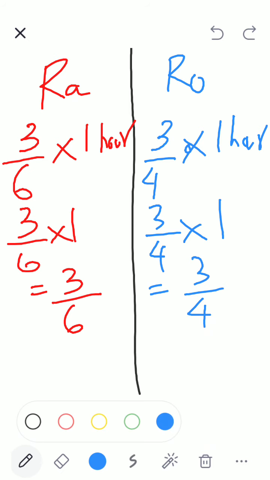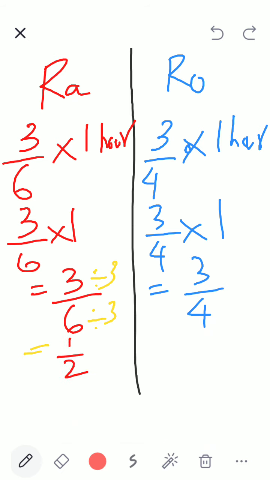Okay. But before that, observe this fraction. Can you simplify it or reduce it to lowest form? Yes. So both are divisible by 3. 3 divided by 3, 6 divided by 3 equal to 1 by 2. Correct? So this fraction becomes 1 by 2. And this fraction is 3 by 4. Now tell me which is bigger.